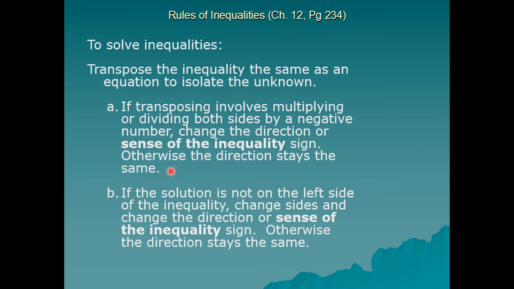If we have to do the same here, multiply or divide by negative numbers, then your inequality actually flips. That means if there is a less than sign, it becomes a greater than sign. If there is a greater than sign, that becomes a less than sign. And that happens only when you multiply or divide by a negative number. That's the only difference. Everything else is pretty much the same.